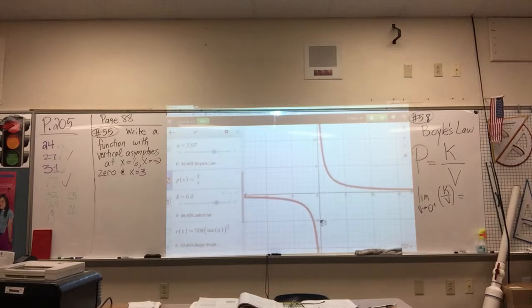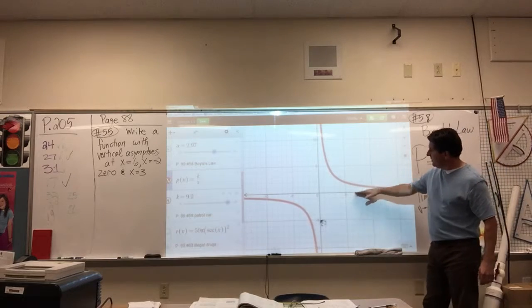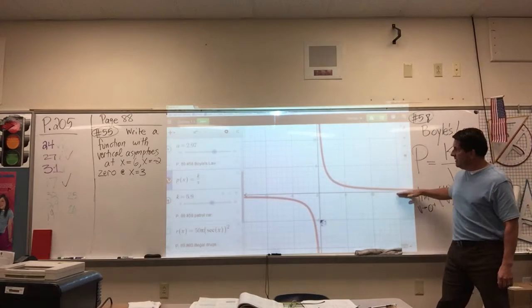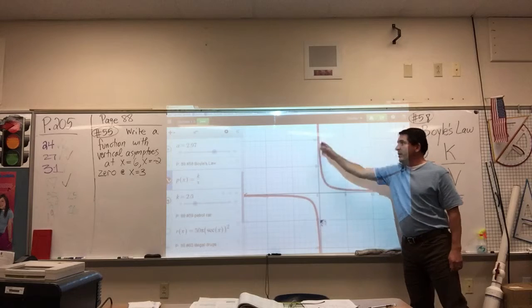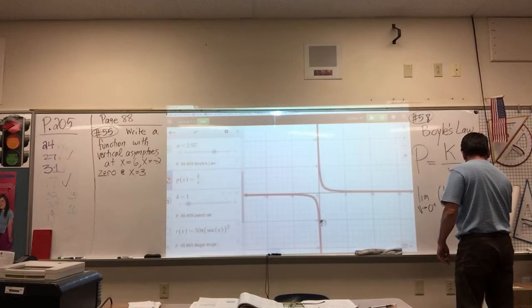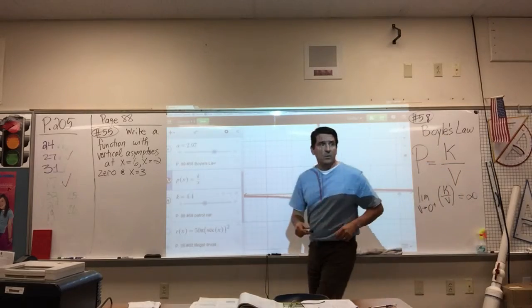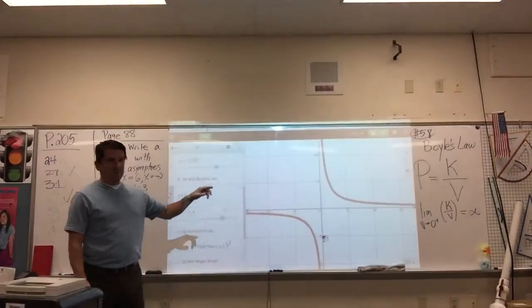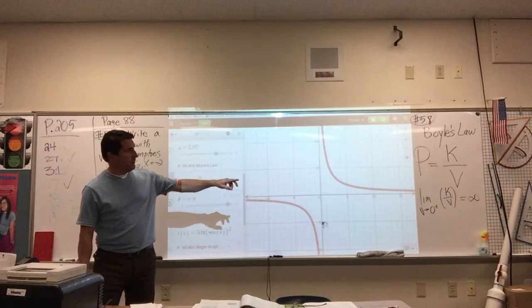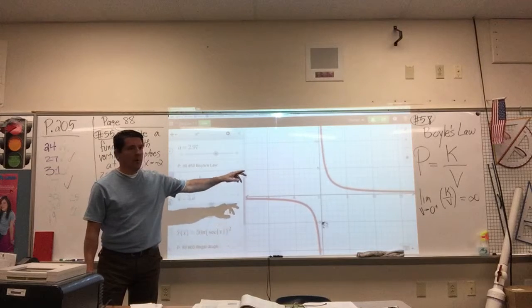So look at this picture. What is the limit as V approaches 0 from the right? Answer? Infinity. Okay? It's right there staring at you. As we approach 0 volume, because V is the X here, as V gets closer to here, that pressure is infinity. Okay, explain this to me in just logical terms then. What does Boyle's law say as the volume gets closer and closer to 0, what happens to the pressure?